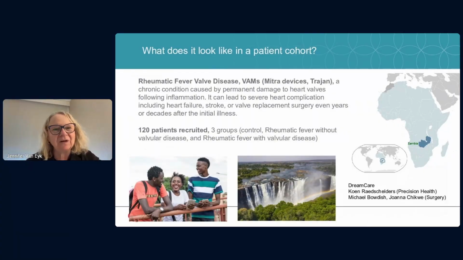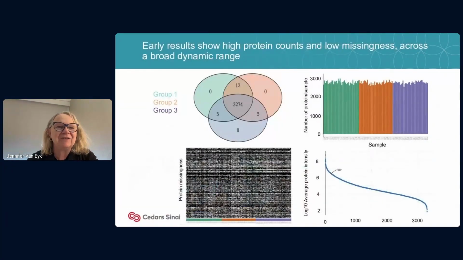So this is our first cohort, 120 individuals, 3 groups: controls, just healthy individuals; those that have had rheumatic fever without valve disease; and those who have valve disease. And this is called the Dream Care cohort. And this is just showing you the quality of the data. So we have the 3 groups, and the majority we're detecting using the nanoparticles on this.